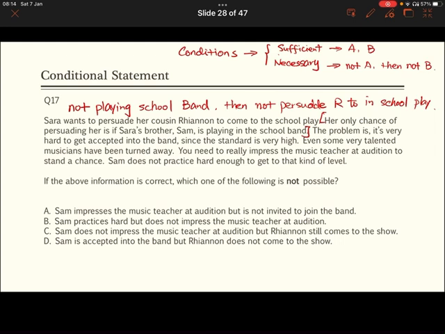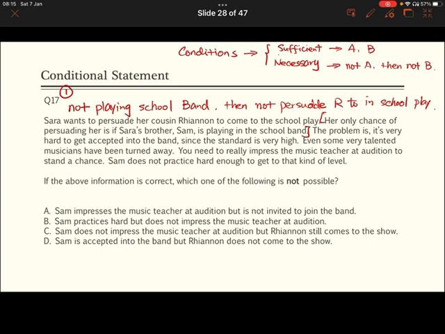The correct understanding of this sentence, as a necessary condition, is that no playing in the school band means no chance to persuade Rhino to be in the school play. So that is the correct understanding of this conditional statement. Then look at the next one.